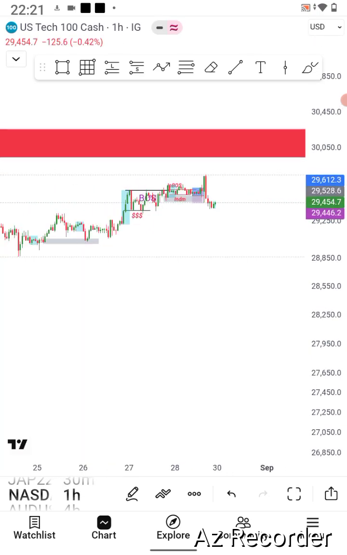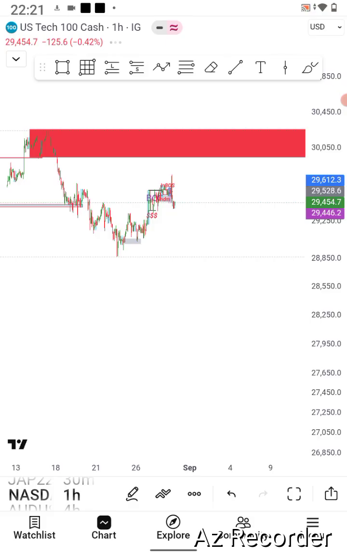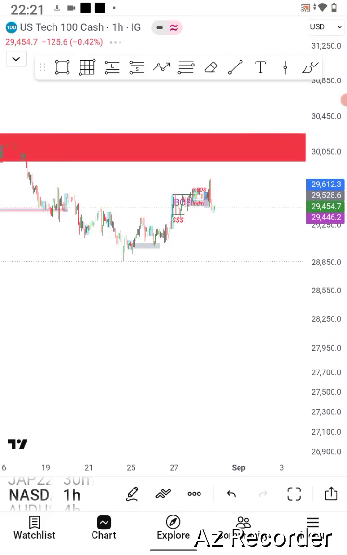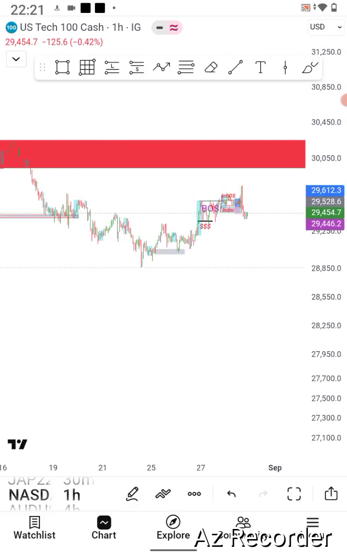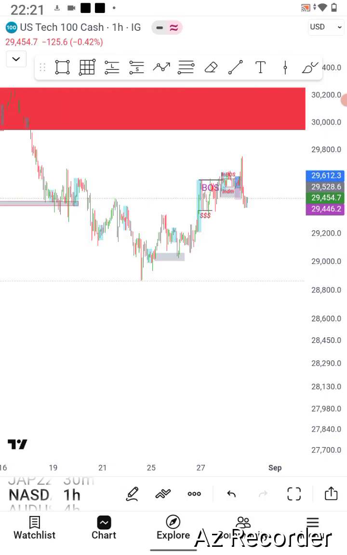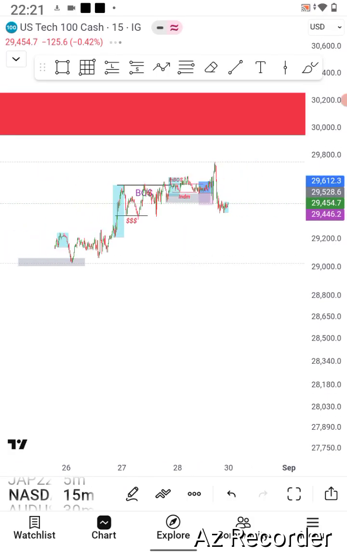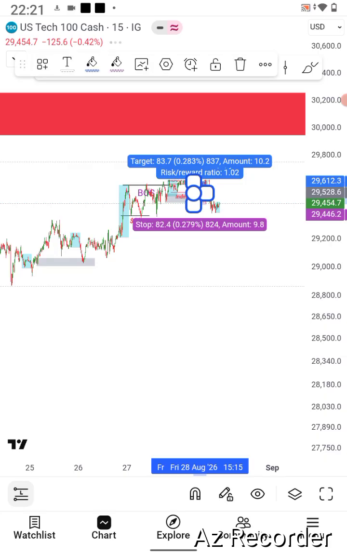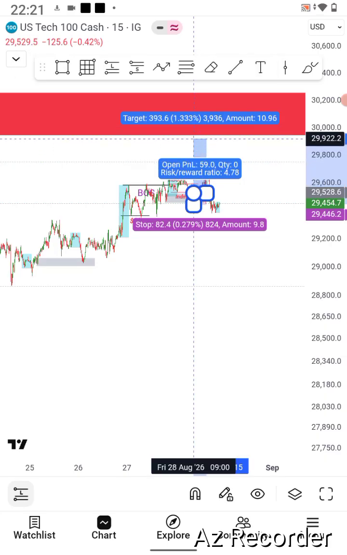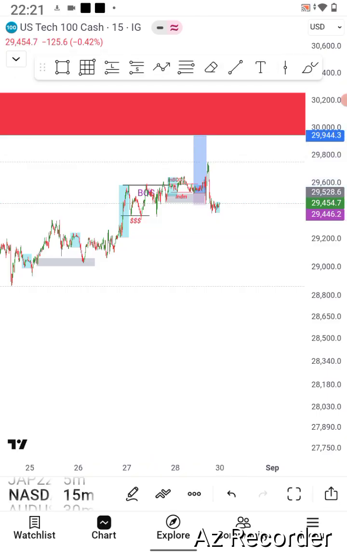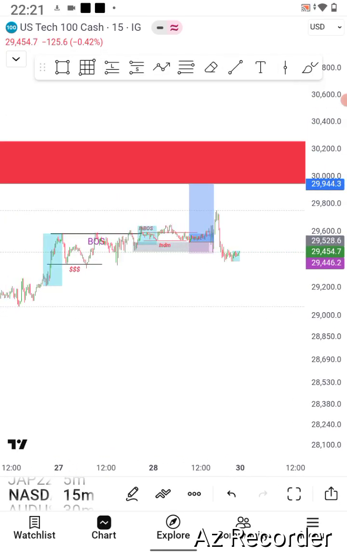Usually I target internal liquidity. So I marked that as, okay, let's see that's my draw on liquidity. It wasn't even my target. So my target was a 5R. I was hoping to make 5R. Now look at what market did.